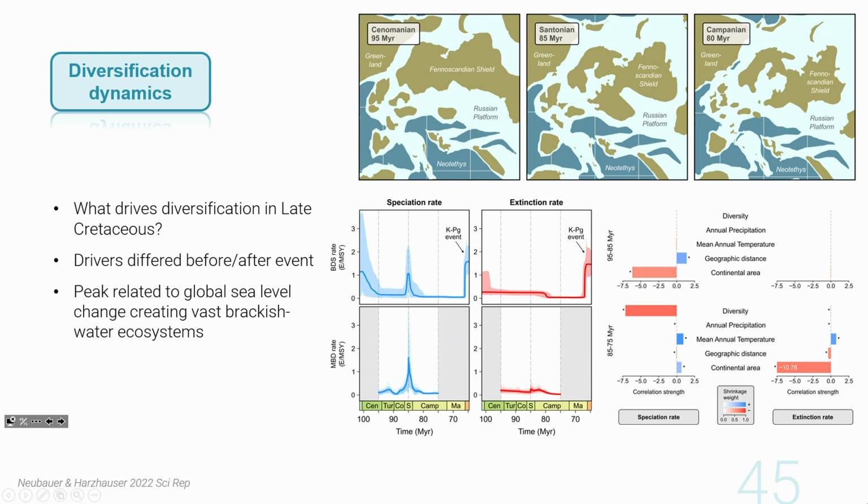And we found that the rise of the peak, so this first window, is associated with a decrease in the continental area. And the decrease in the continental area matches a rise in the global sea level. And we believe that the rise in the sea level created vast brackish water systems around Europe, which may have been favorable for the diversification of these non-marine groups, might have been a first peak. And then at the end, diversity dependence kicked in here and constrained this peak, so that diversification slowed down again. At least that would be the textbook explanation.